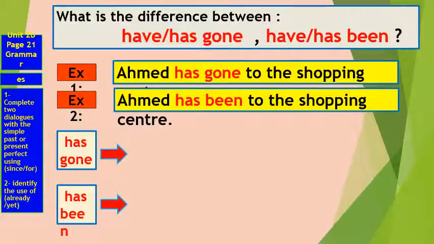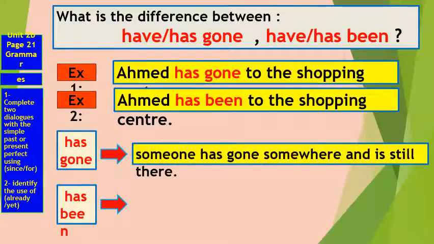Let's move on. Now, I want you just to have a look at these two examples. What is the difference between them? Okay, I have here has or have gone. Yes. Example number one: Ahmed has gone to the shopping. Ahmed has been to the shopping. Yes, I have here has gone and has been. I want you just to have a look and try to guess the difference between them, okay? Now let us see together.